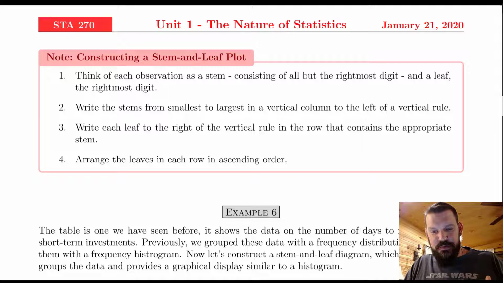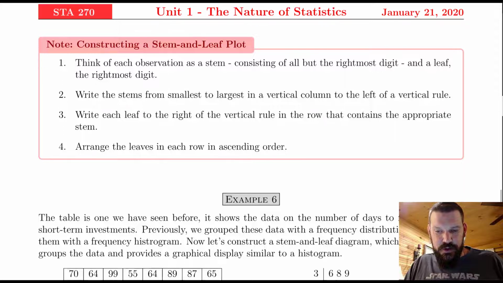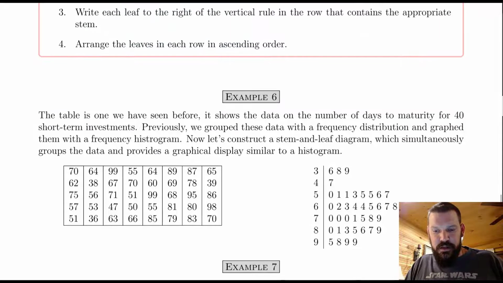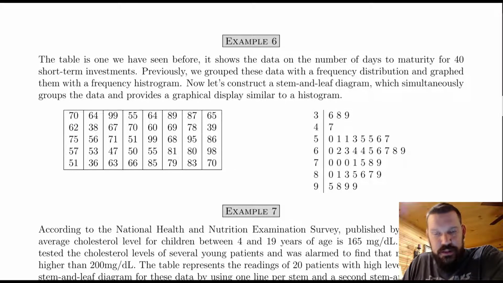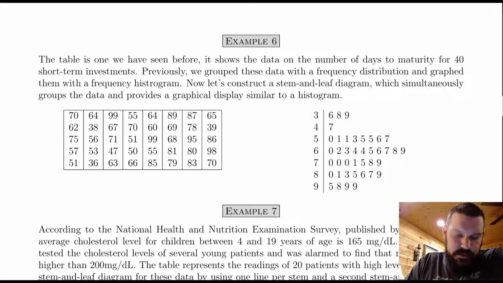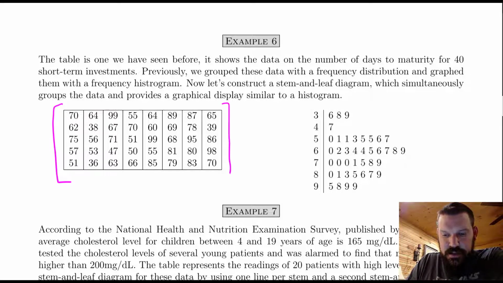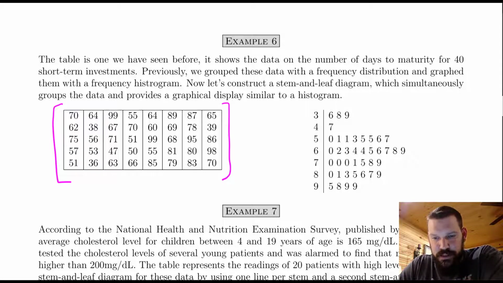You write all the stems from smallest to largest in a vertical column, and then to the right of the vertical column you put the leaves, and you arrange the leaves in each row in ascending order. So this is another case where an example would help profusely in making sense of that. This table is the same table we had before for the number of days of maturity of the 40 short-term investments.